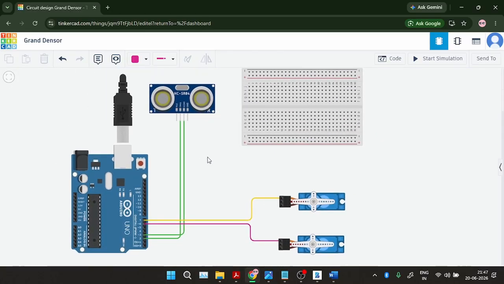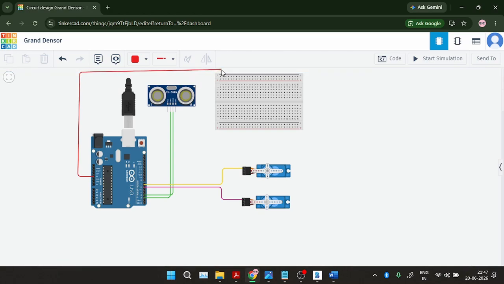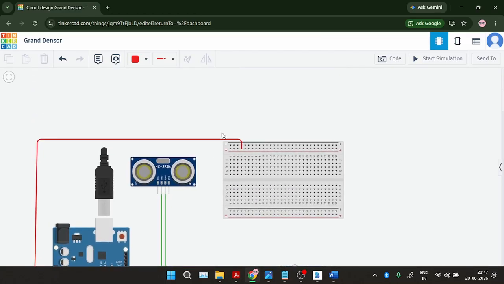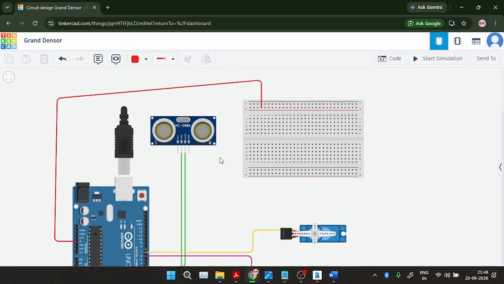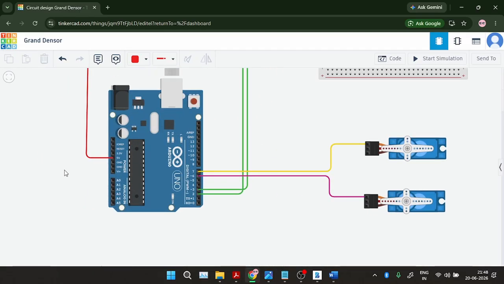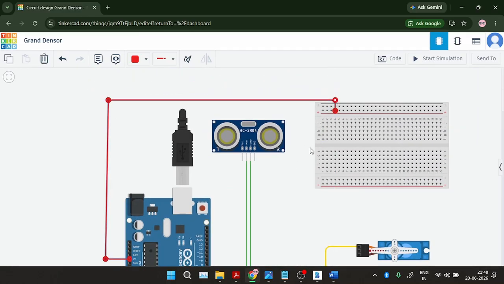Now I need a power supply that should be connected to the breadboard and a ground. Okay. So for the power supply, what I'm going to do is use a red wire and use the 5 volts from the Arduino board into the breadboard like this. Okay. So definitely you can extend these wires. Just let me have a look. The ground is below that, so that's not a problem. We can keep it close to the breadboard like this.